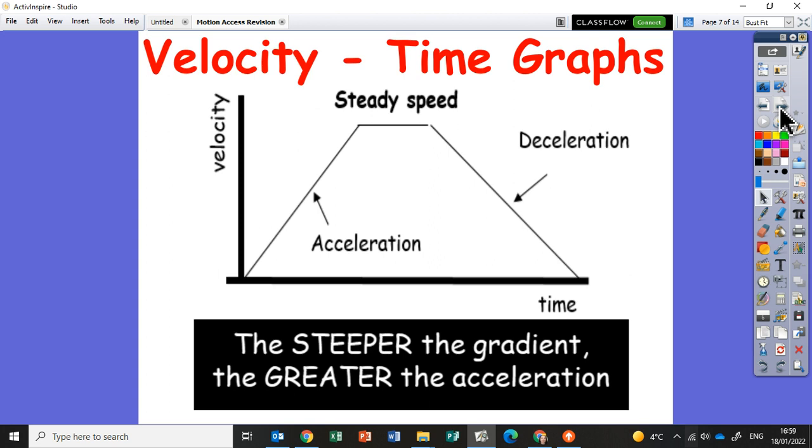Velocity time graphs look like distance time graphs, but mean very different things. A diagonal line on a velocity time graph means acceleration if it's going upwards, and deceleration if it's going downwards. If you get a horizontal line above 0 on a velocity time graph, it means steady speed. A stationary velocity time graph will be down here on the 0 line. Similarly to distance time graphs, the steeper the gradient, this time the greater the acceleration.